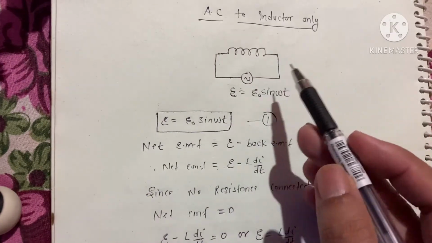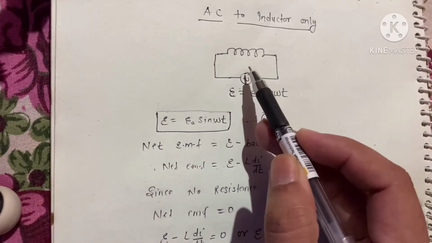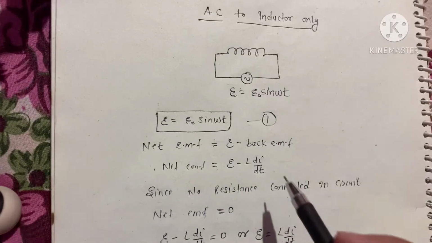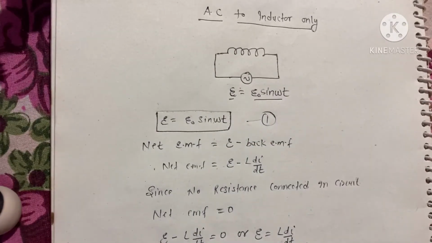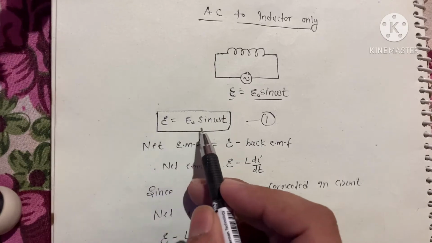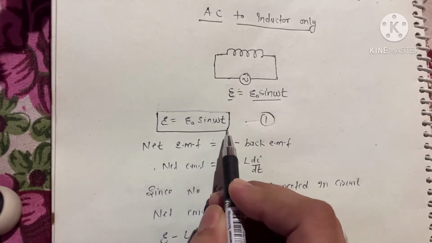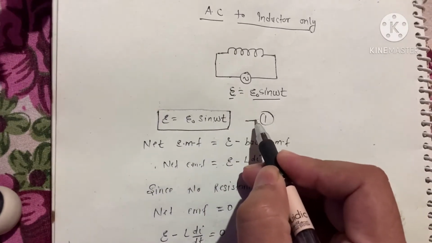Suppose I am connecting alternating current to an inductor only. So this is the EMF, E is equal to E0 sine omega t, that is provided by this AC source to the inductor. This is equation number 1, that is the EMF.